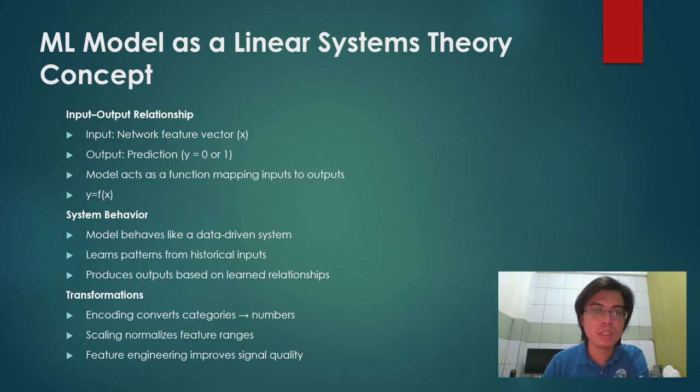So the system behavior is learned from historical data, meaning it improves its understanding based on past examples of normal and malicious activity. So before reaching the model, the data goes through transformations like encoding and scaling, which prepare the raw data into usable form.